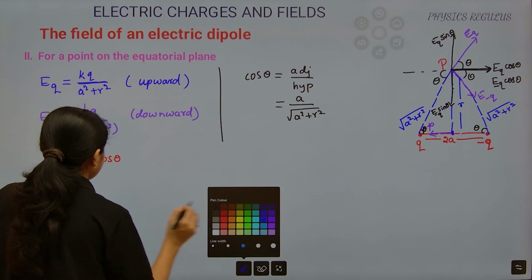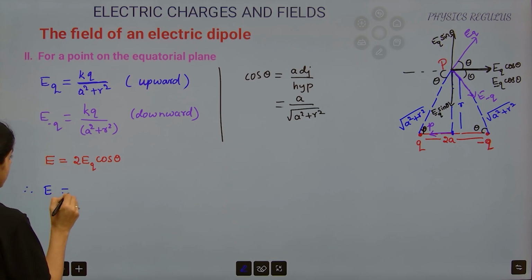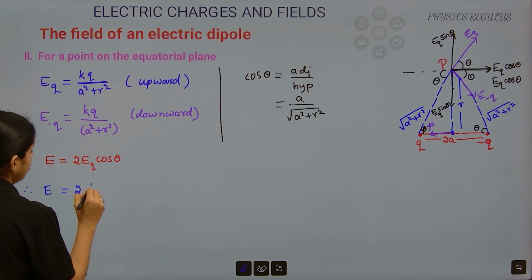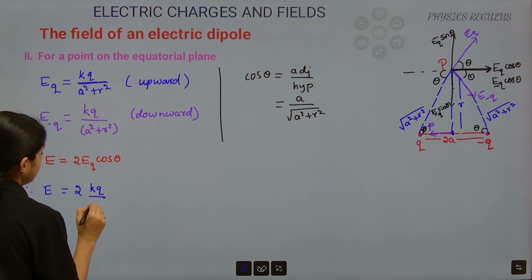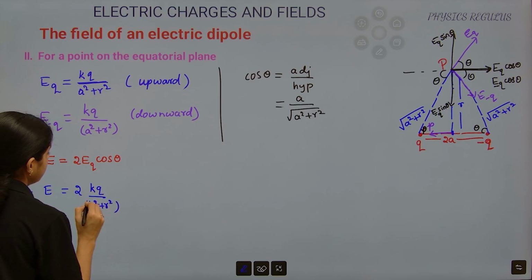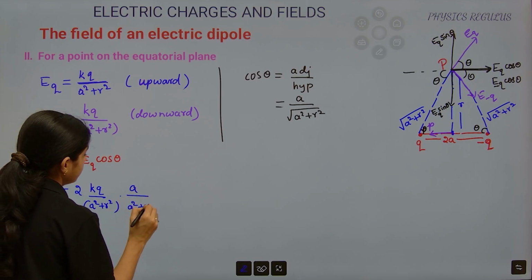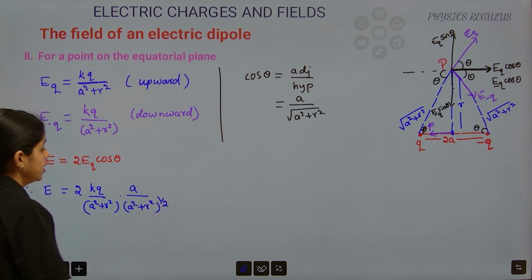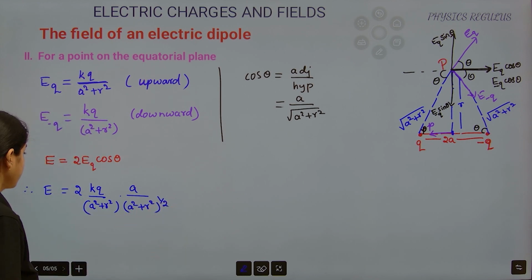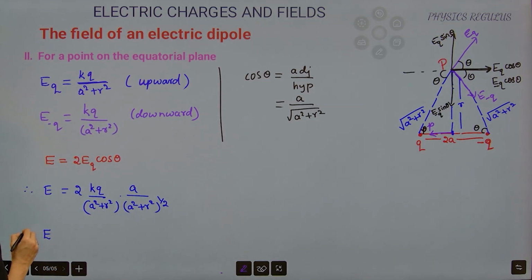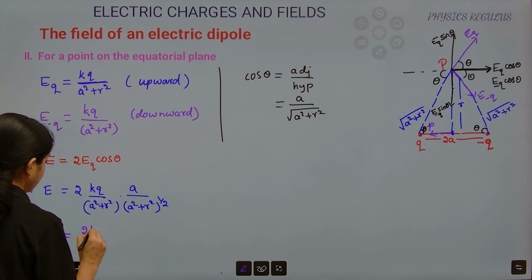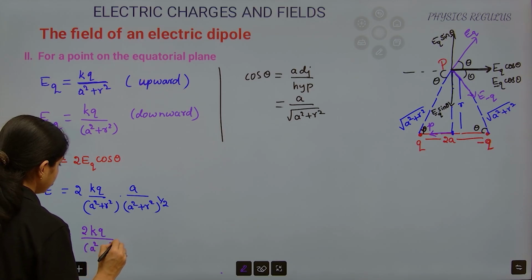Substitute cos theta, you will get E equal to 2 times magnitude of E_Q, that is kq by a square plus r square, into cos theta, which is a by root of a square plus r square, that is a square plus r square raised to 1 by 2. Therefore, E equal to 2kqa by a square plus r square raised to 3 by 2.